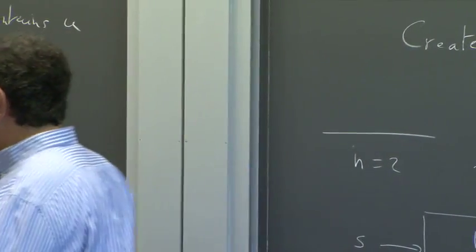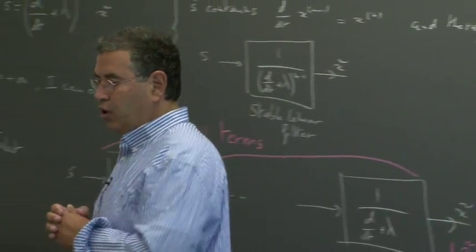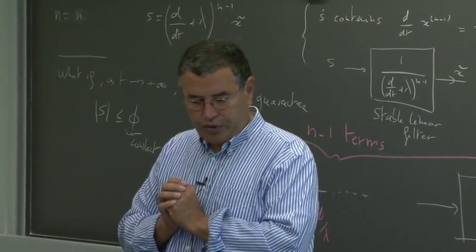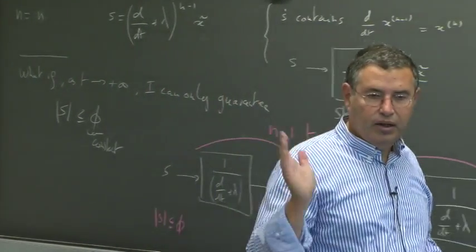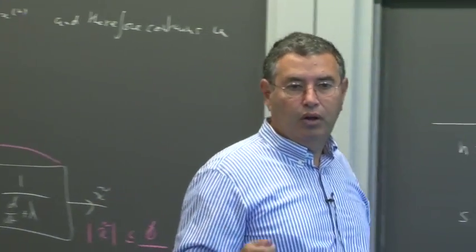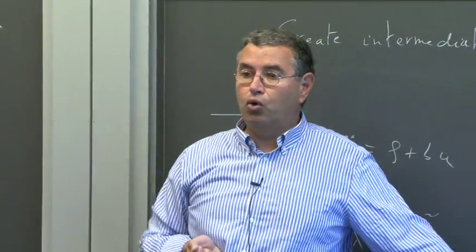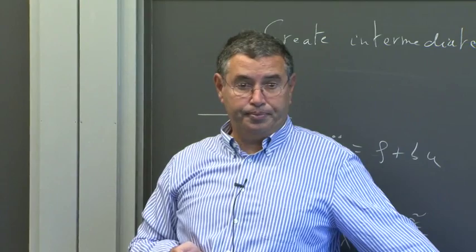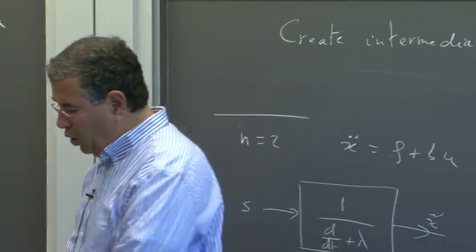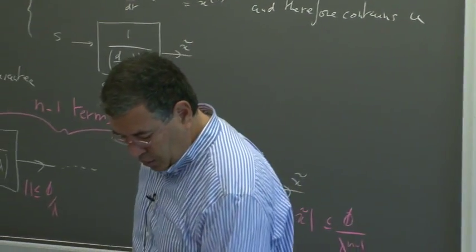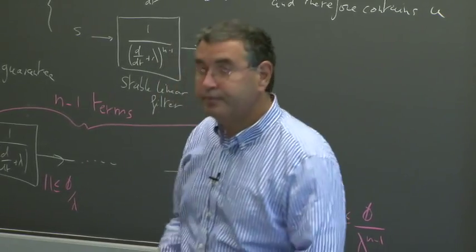So once you have controlled your system S to go to 0, then you automatically have bounds on X tilde dot, and so on, all up to n minus 1. Questions about that?